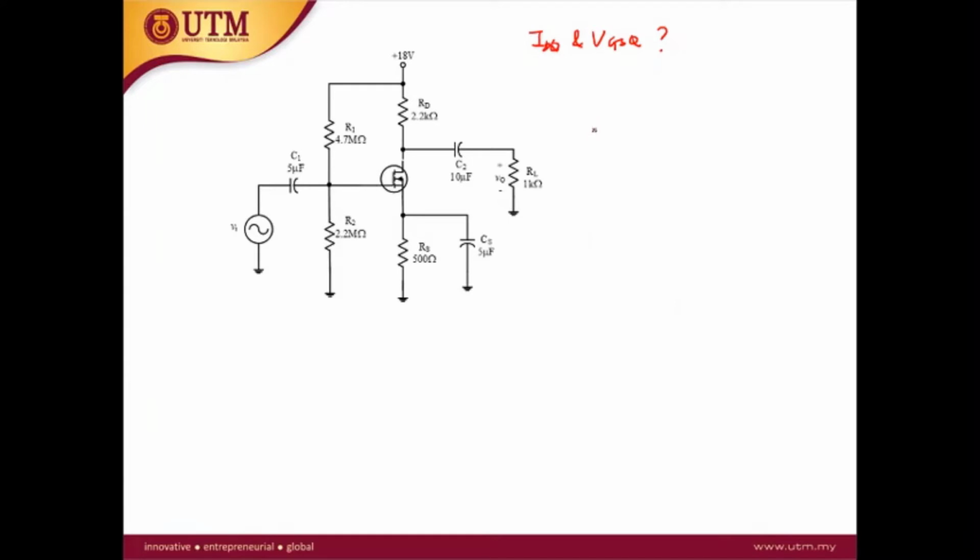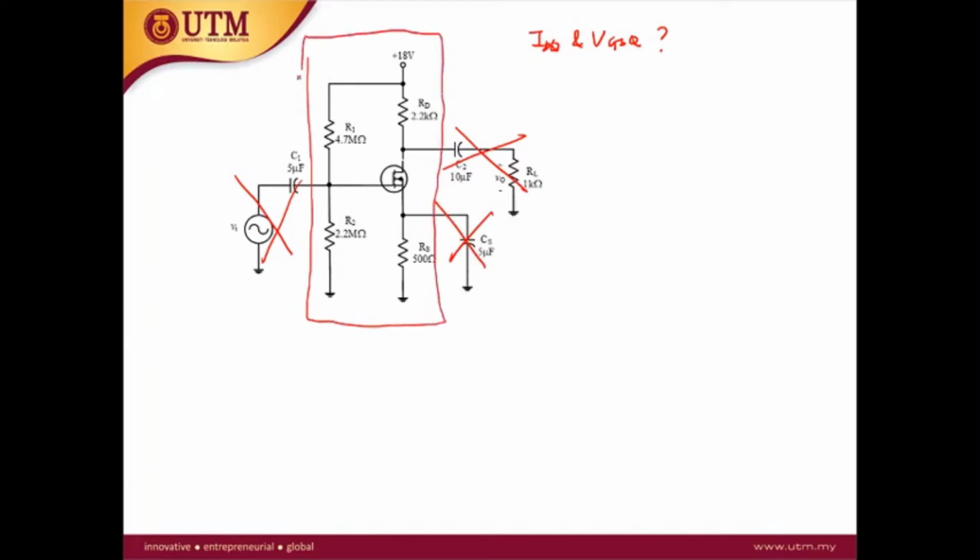To find it, for the DC analysis, you need to remove the capacitor. Open circuit, you remove the capacitor, and then this part can be ignored. So you only consider the voltage divider circuit only. And then this is a voltage divider, so you need to do the Thevenin theorem, Thevenin transformation.